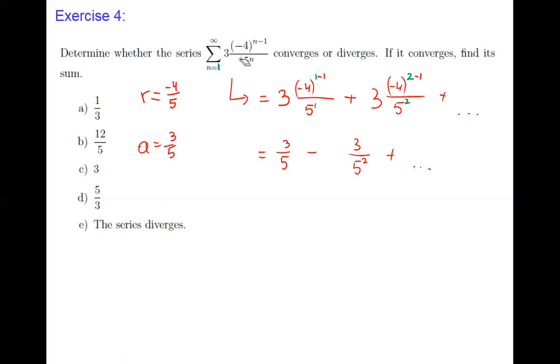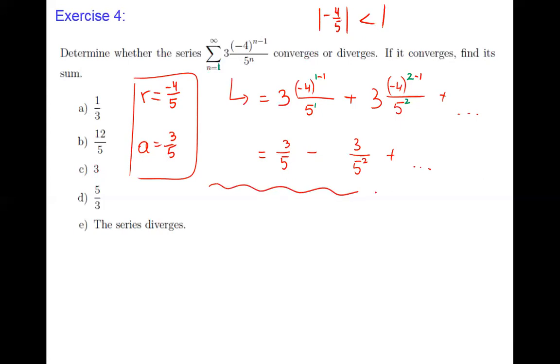We can see that simply by substituting 1 instead of n. And we can see that the absolute value of the common ratio is definitely less than 1. Then the infinite series is convergent. Let's find the sum, a over 1 minus r. A is 3 over 5, over 1 minus negative 4 over 5.